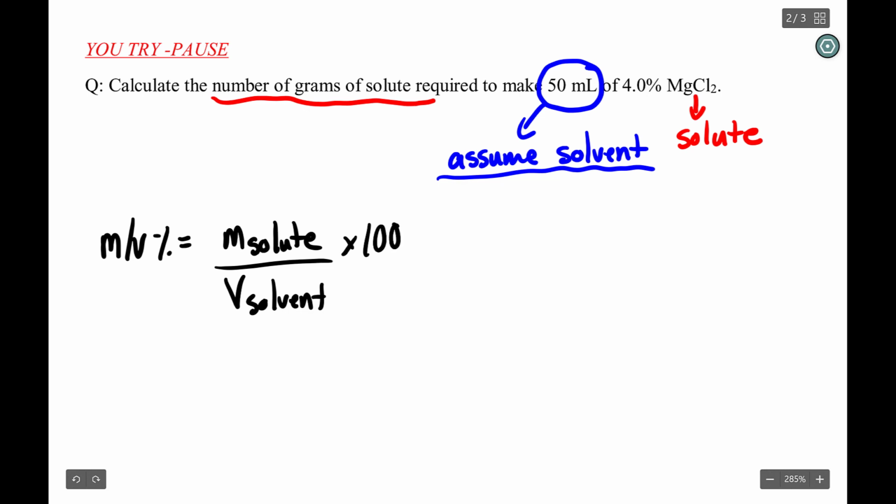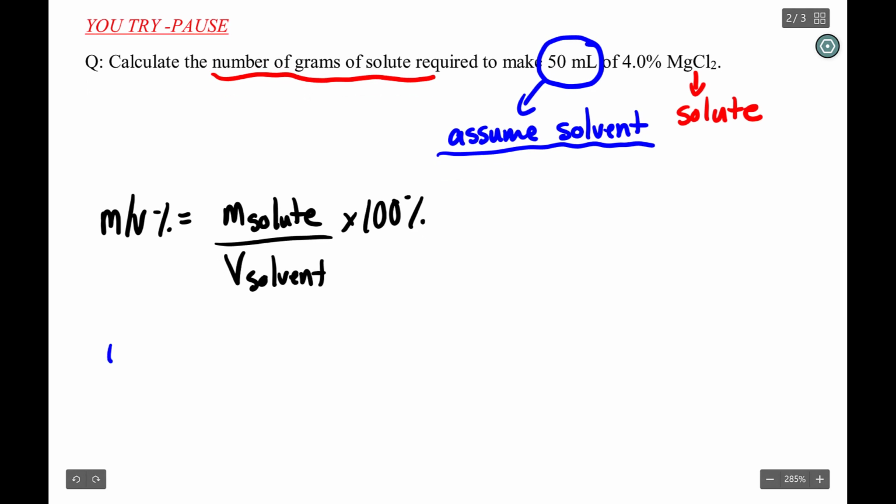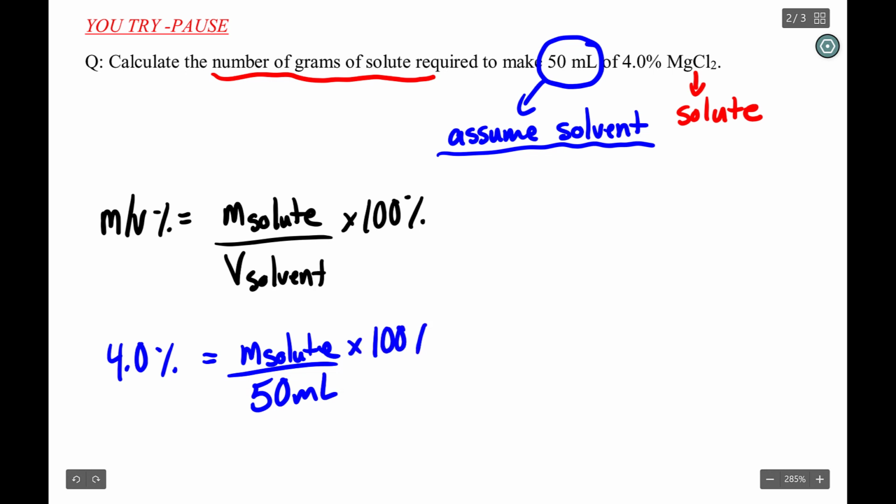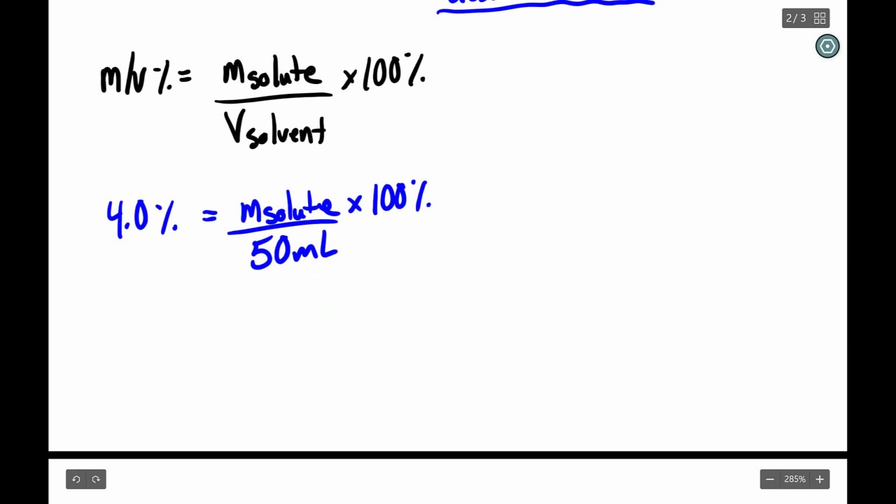times 100%. Okay, the volume of the solvent is in milliliters, which is perfect. So 0.4% is equal to the mass of the solute, which I don't know, all over 50 milliliters times 100%. Now again, I normally do not rearrange this equation, but just because we're starting out, I'll show you how to do it again. What I would do is divide 100% across to the other side because it's being multiplied by 100%.